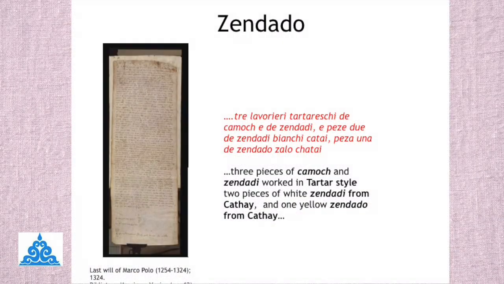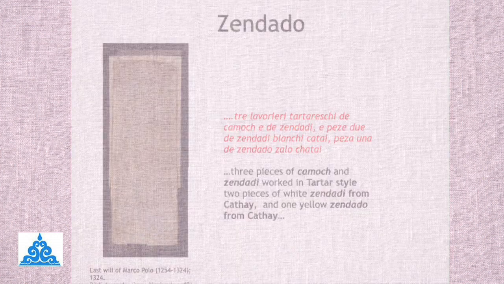The term zendado appears often in medieval sources. Apart from the papal inventories dated to 1295, one of the most important documents that mention it, among others, is the last will of Marco Polo held in the Biblioteca Nazionale Marciana in Venice. It lists textiles gathered during the permanence of the Venetian merchant in Asia.